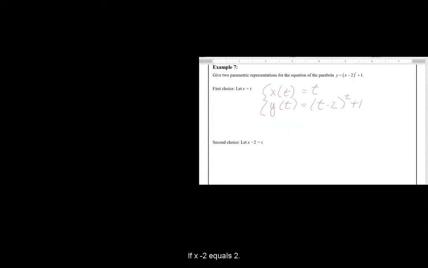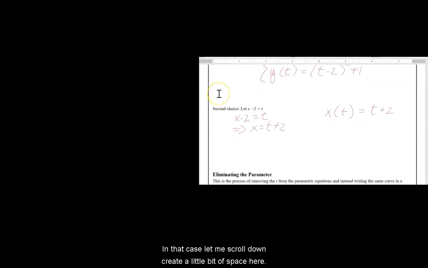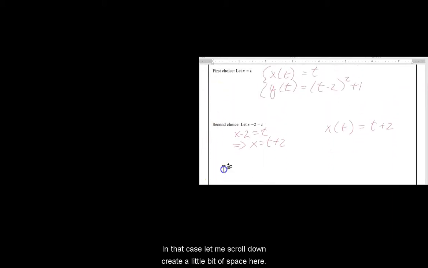If x minus t equals 2, then that implies that x is equal to t plus 2. That gives us our first parametric equation. X as a function of t is t plus 2. Now, in order to parameterize it, I need to be able to replace the y with this representation. Remember that this is the variable x, so to get the other parameter, we simply need to replace x with t plus 2. In that case, let me scroll down, create a little bit of space here.